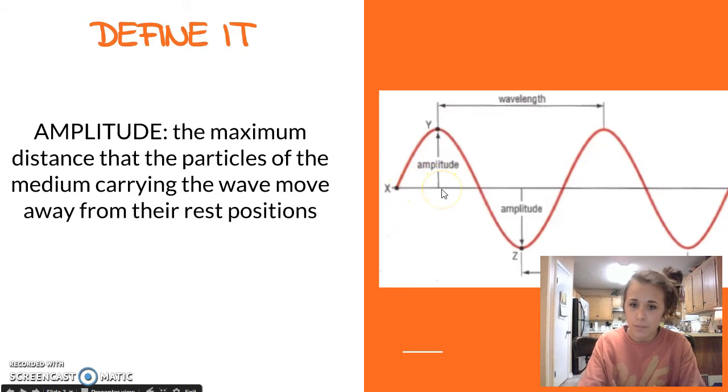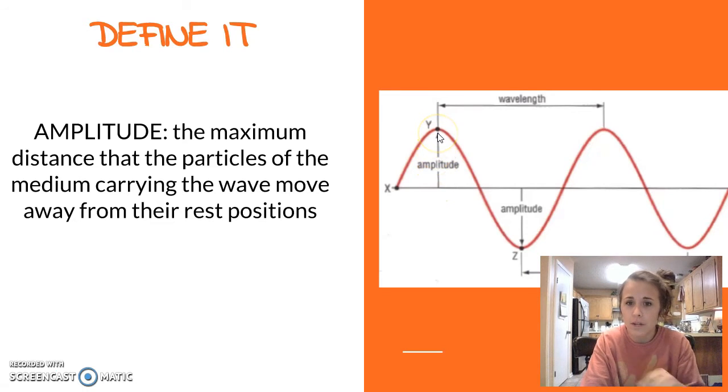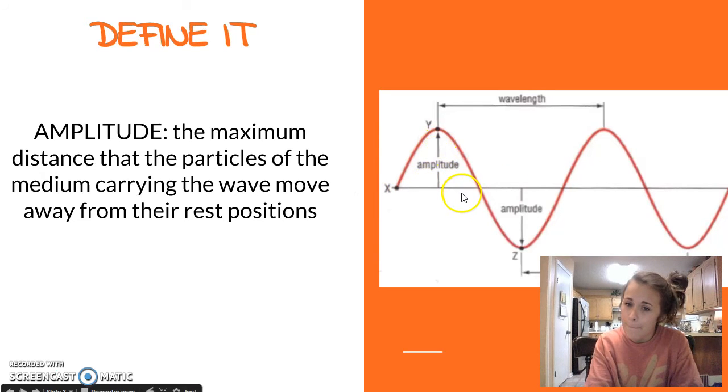So how we measure amplitude is we go from the rest position to the maximum distance that these particles are being carried. So y right here is a representation of the crest of the wave. Remember crest by thinking about bread and how the top of the bread is called the crust. So right here we have the crest. From this rest position to the crest, represented by y, this is going to be an example of amplitude. The particles were at rest right here, and then they moved up here to the crest, and that is a measurement of amplitude.